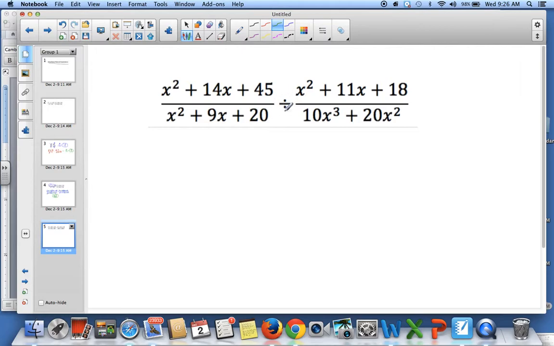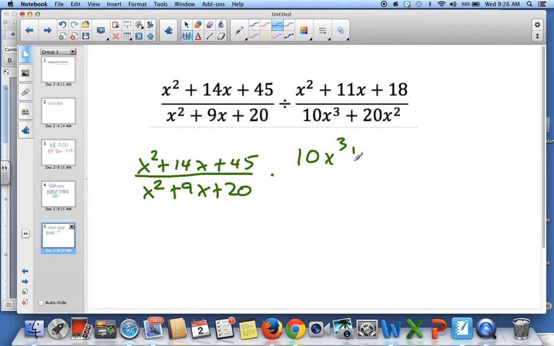So I'm going to just remember my old rule about dividing fractions: we keep the first fraction the same, so that's going to be x squared plus 14x plus 45 over x squared plus 9x plus 20. And then divided by this fraction means multiplied by the reciprocal. So up here, then it goes 10x cubed plus 20x squared. And the bottom is x squared plus 11x plus 18. So all I've done is, in dividing fractions, we flip the second fraction upside down and multiply. And now this problem looks like the one we just did a minute ago.